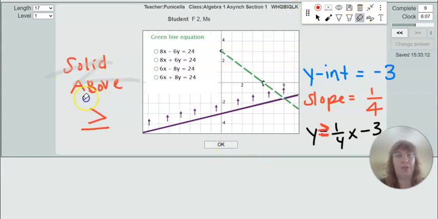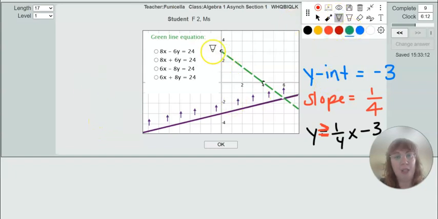All right, now we're going to look at our green line equation. Our y-intercept is right up here at 3.